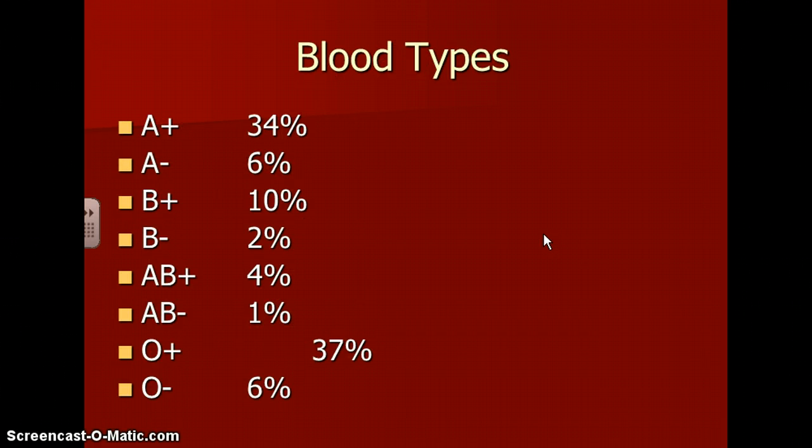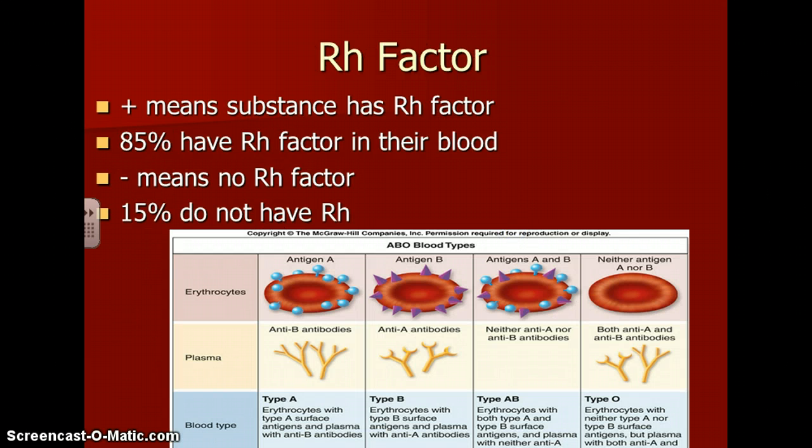Here's a list of the blood types. You don't have to write them all down, but you should be familiar with the most common blood type and the least common blood type. RH factor is something that we're going to talk about in class. So go ahead and write down that a plus means that it has the RH factor and a minus means it doesn't have the RH factor. So 85% of you have an RH factor and 15% of you do not. But in class we're going to talk about what exactly that RH factor means. But it's a little confusing, so we'll wait until we're in class together to talk about it.